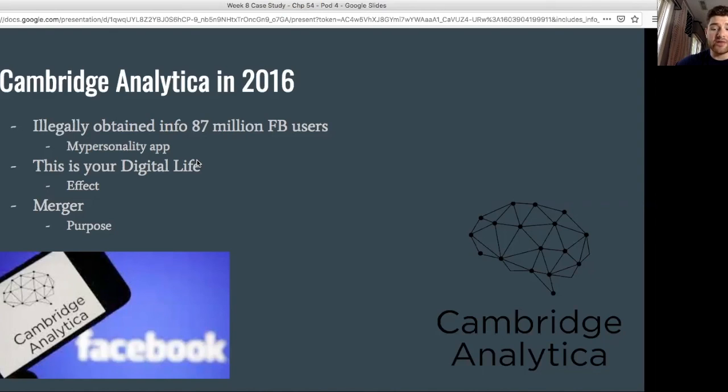Founders merged with Strategic Communication Laboratories and Steve Bannon, who was one of the heads of Trump's political campaign, to use data for political purposes, and they then renamed their company Cambridge Analytica. This type of data has been used to back Republican candidates such as Ted Cruz and reportedly Donald Trump in 2016.